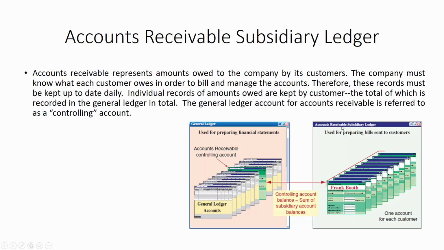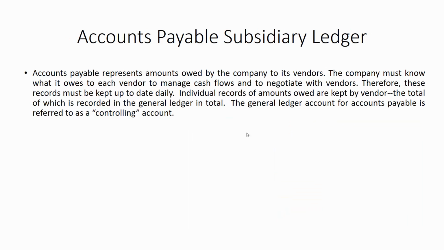So here we have the accounts receivable subsidiary ledger, used for preparing bills sent to customers, and there's one account for each customer, and we can see what each individual customer owes, the total of which goes into the general ledger into the accounts receivable controlling account. Therefore, the controlling account balance equals the sum of all the subsidiary account balances.